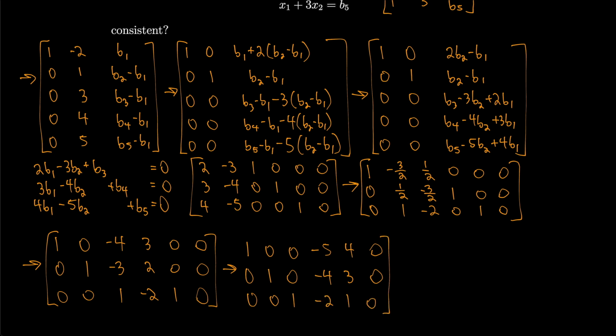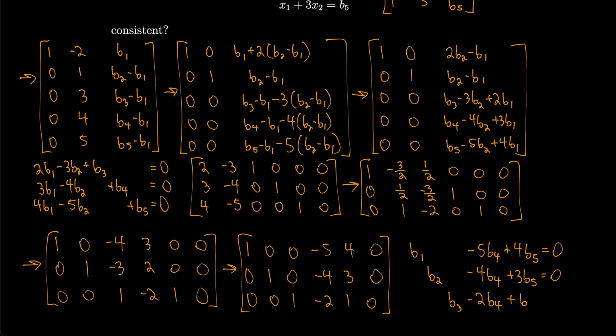Okay, so now we can just read off the solution for the b's. So we have b1, then no b2, no b3, so I'll skip a little space, and I'll get minus 5b4 plus 4b5. That has to equal 0, and I'll get that b2 minus 4b4 plus 3b5 has to be 0, and b3 minus 2b4 plus b5 has to be 0.